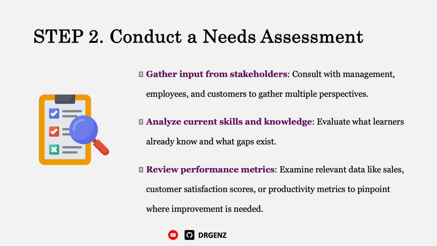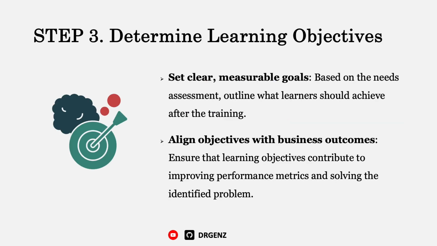Then we look at review performance metrics. You review performance metrics by examining key factors such as sales figures, customer satisfaction scores, or productivity statistics. If you do this, you can identify specific areas where performance is lacking. Then these metrics will help in quantifying the gaps and provide a clear basis for designing interventions or training aimed at improving results.